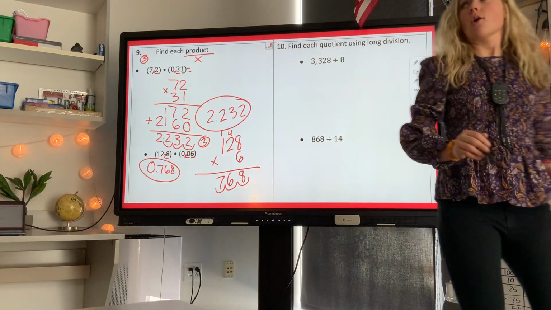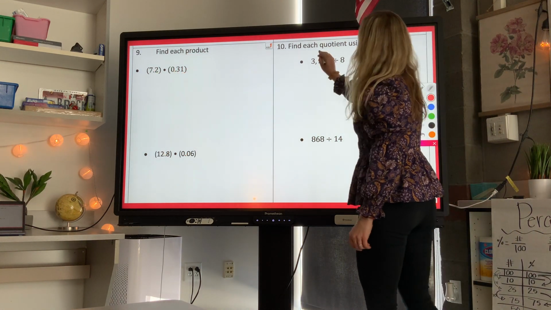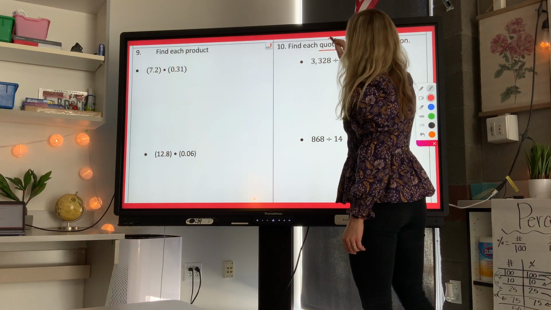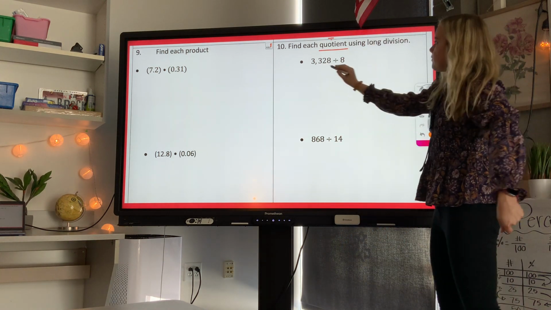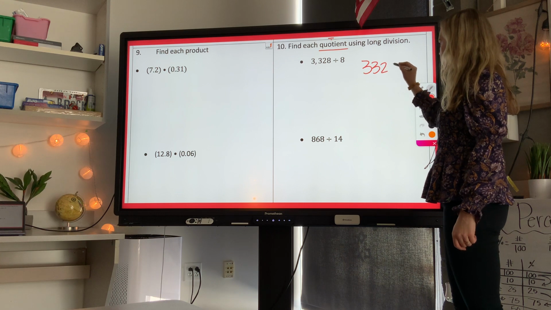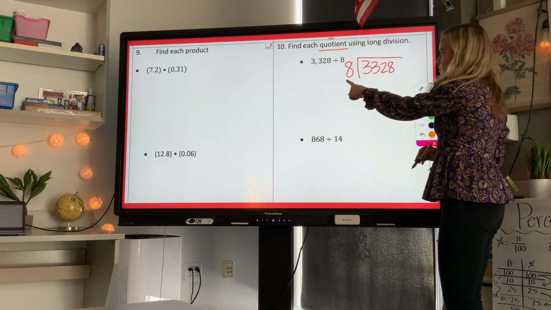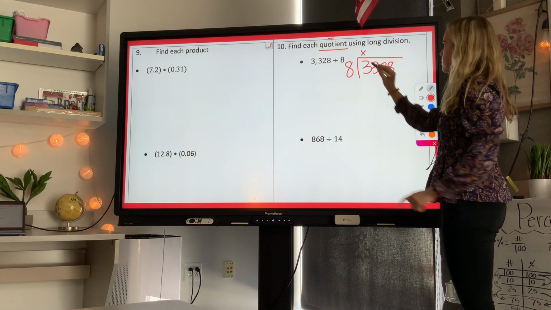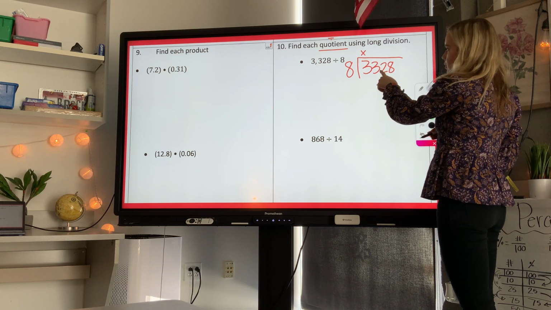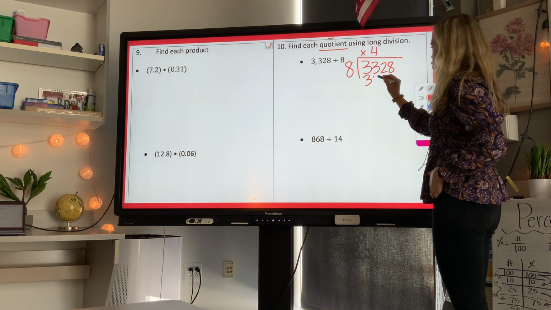Okay, going on to division. It's saying find each quotient. Remember, quotient is the answer to a division problem. So I have the dividend divided by the divisor. The number you're dividing by, the divisor, always goes on the outside. So we see how many times does 8 go into 3? No times. 8 goes into 33 4 times, because 4 times 8 is 32.